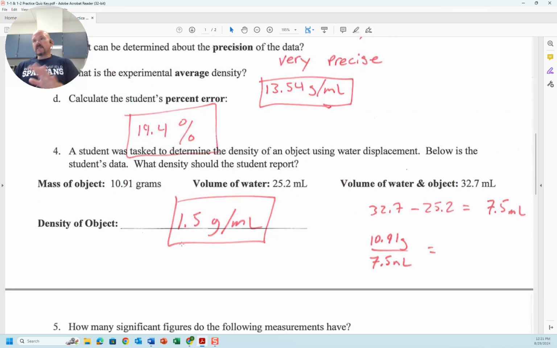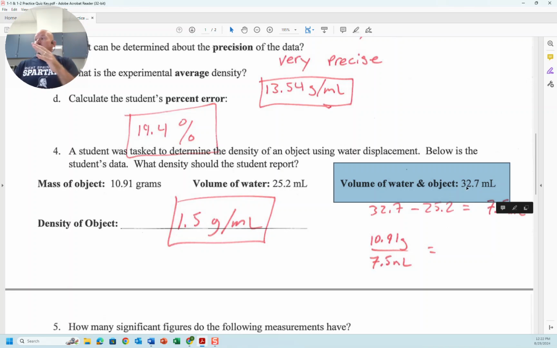All right. So this is the tricky one, right? So this is essentially what we did in lab. We took 3 measurements of our metal. We found the mass of the metal. Then to figure out the volume of the metal, we first got volume of just water. Then we put the metal in the water. Obviously, it displaced the water, right? We call it water displacement. And this was the volume of the water and the object. So if you do 32.7 minus 25.2, that gives you the volume of just the metal. And that's what we want, because we want to find the density of just the metal. So we need the mass of just the metal divided by the volume of just the metal.